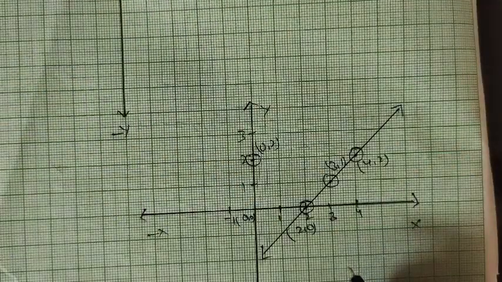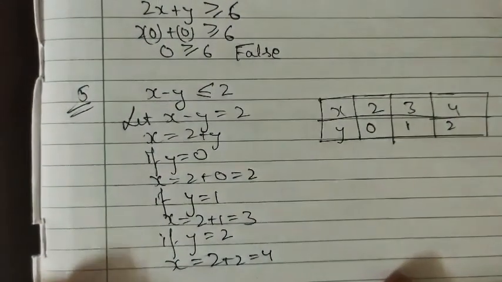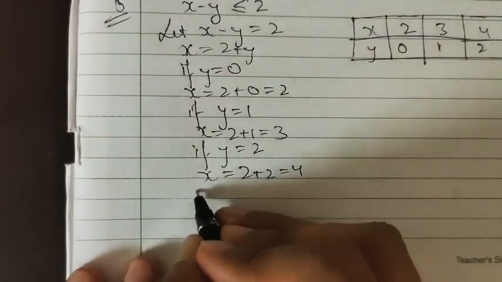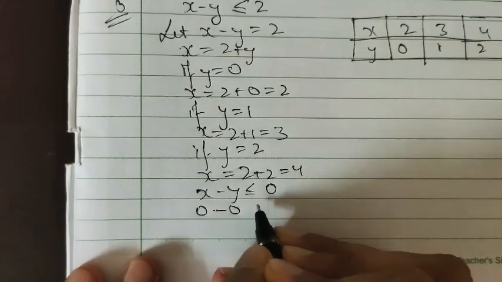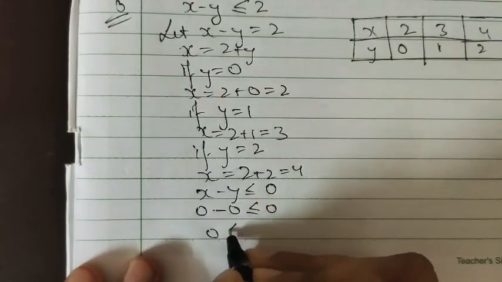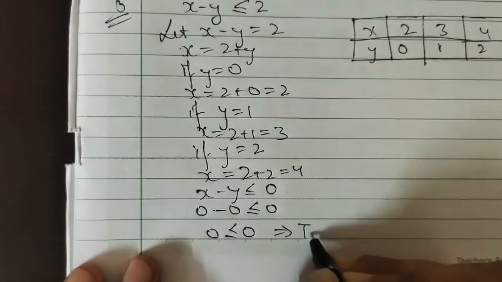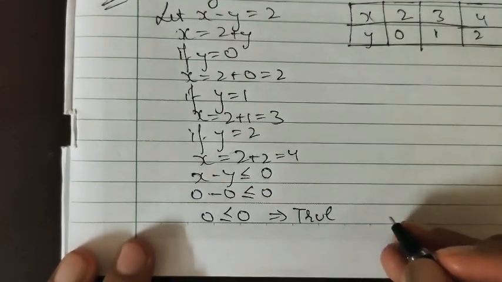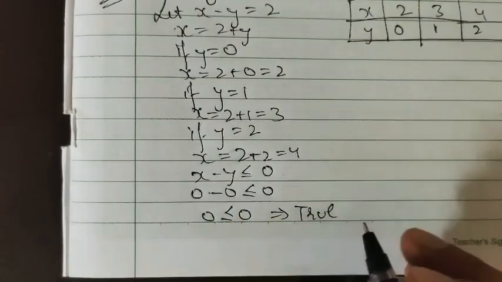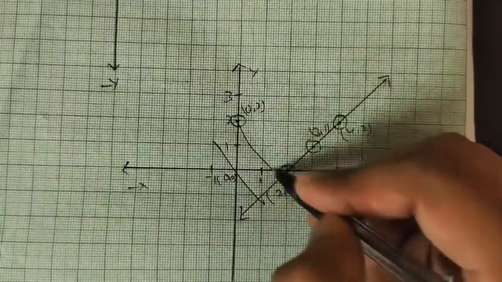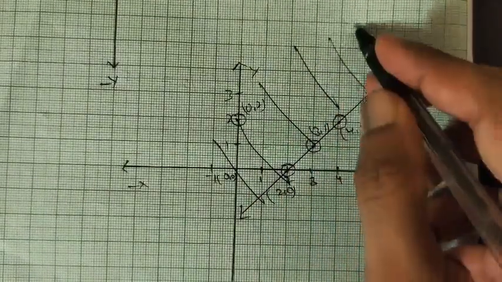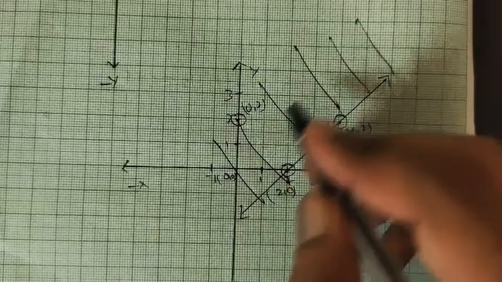We'll write first. Let's see if we put 0, 0 in this equation, x minus y is less than or equal to 0. If x is 0, y is 0, so 0 is less than or equal to 0, which is true. Yes, we know that 0 is equal to 0. So if it is true, we have to take the area towards the origin. So this area we are going to take this time. This is our required area, right?